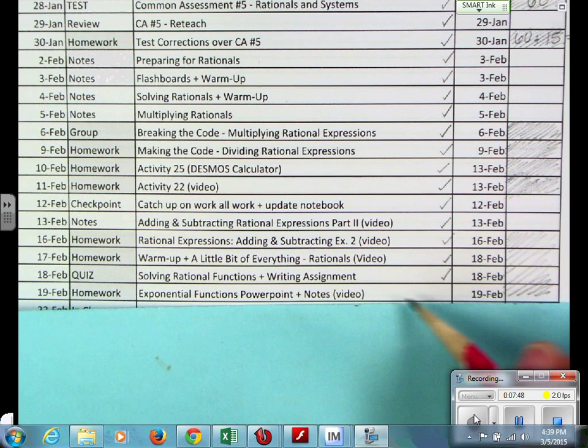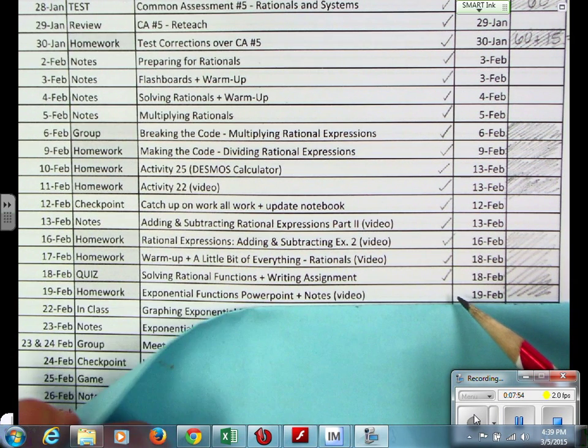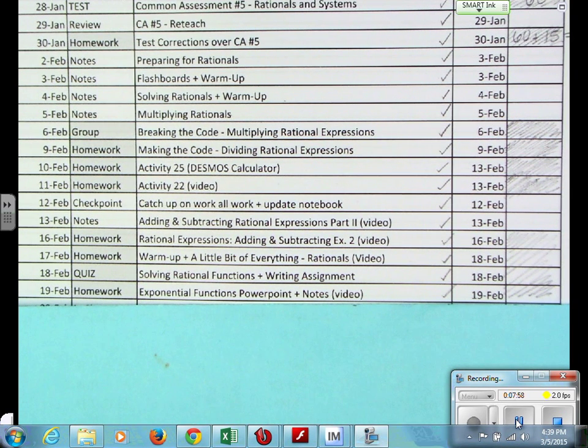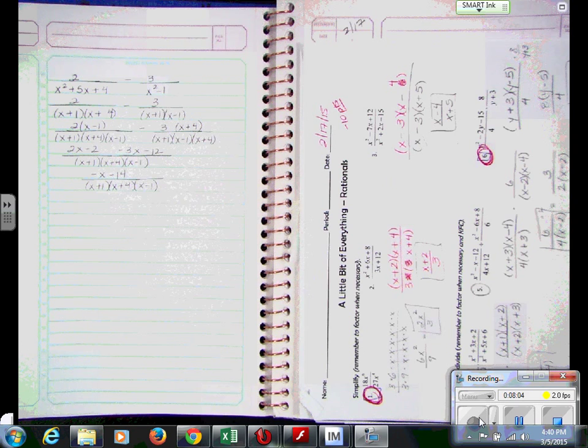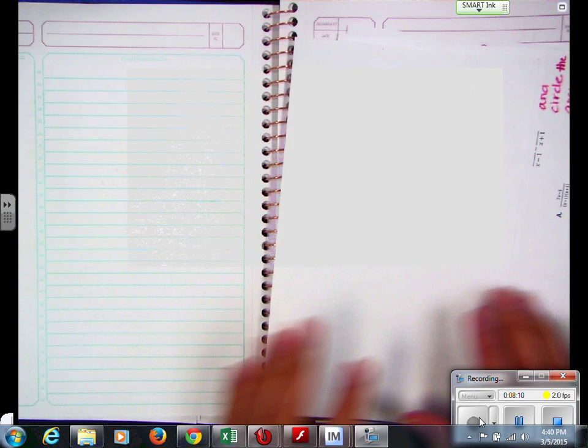And then after the quiz, you guys had to do a writing assignment in class, and then your homework was to watch the video on exponential functions PowerPoint and take notes. The video is online. Okay, so in your notebook, you had a little bit of everything, rationals, and that's also on the videotape. You turn the page, and you should have a quiz there.